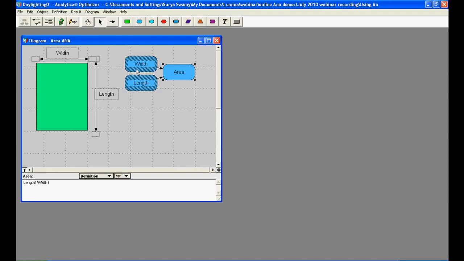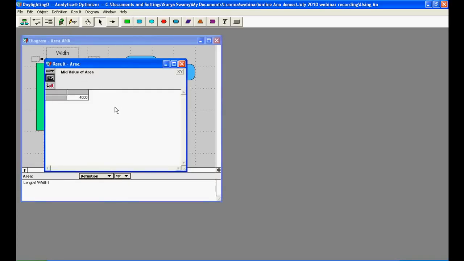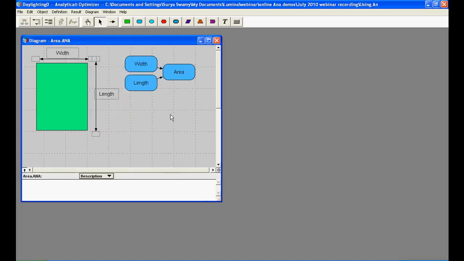We can now enter some input values for the width and length respectively. Let's assume the width is about 40 feet, while the length is about 100 feet. When we compute the result of the area variable, we expect its value to be about 4,000 square feet. And with this, we have constructed a very simple and intuitive influence diagram in Analytica. This concludes the video demonstration on Analytica's influence diagrams.